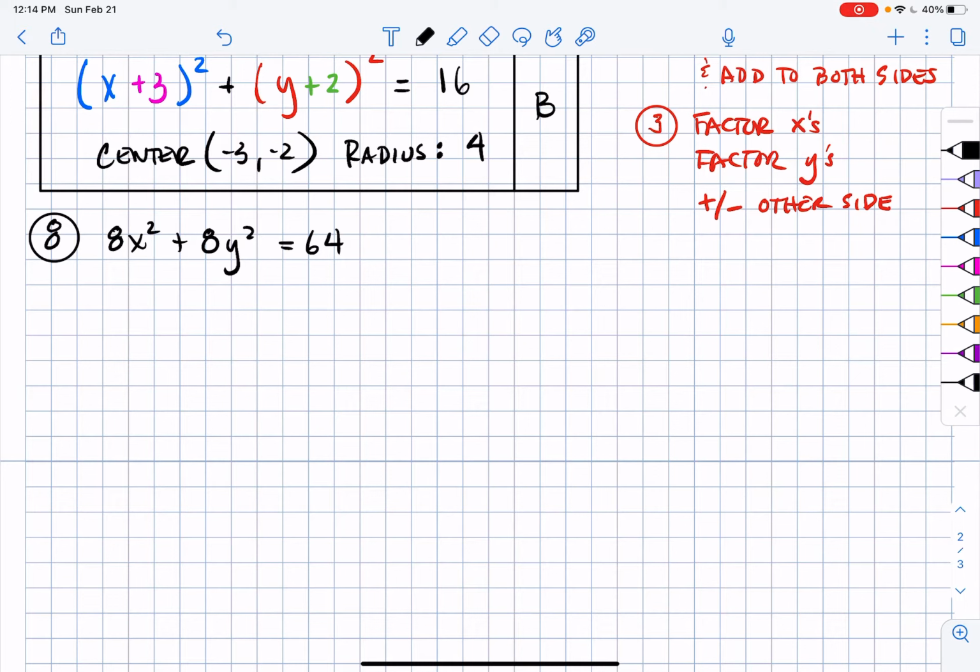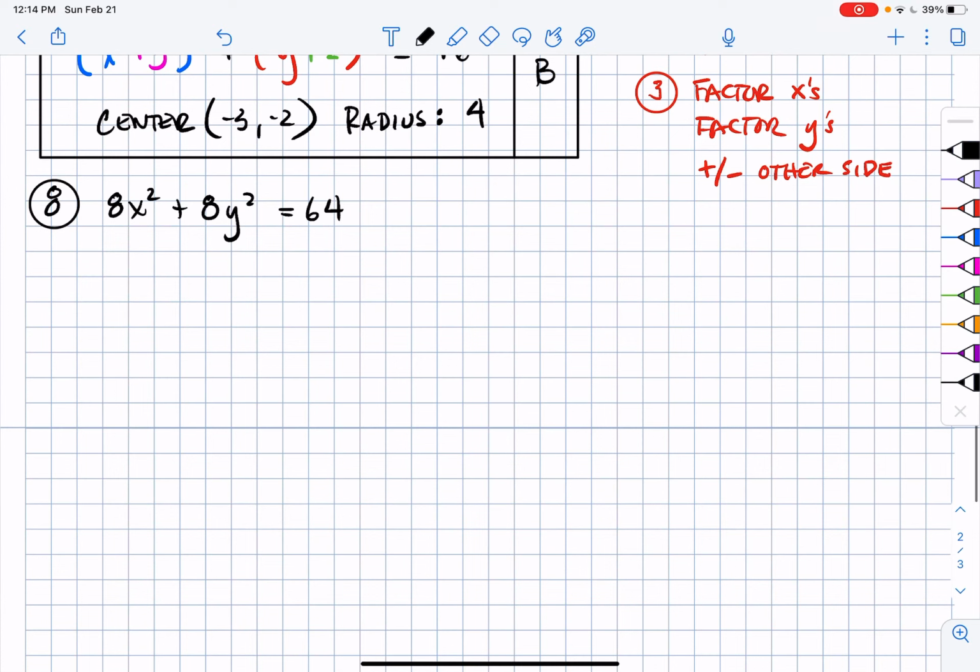All right, so with this one, I don't have a b, and my c is already on the other side, right? But here's what I do have. I have a GCF of 8 on the left side. And if I divide 8 from both sides, I get x squared plus y squared equals 8.